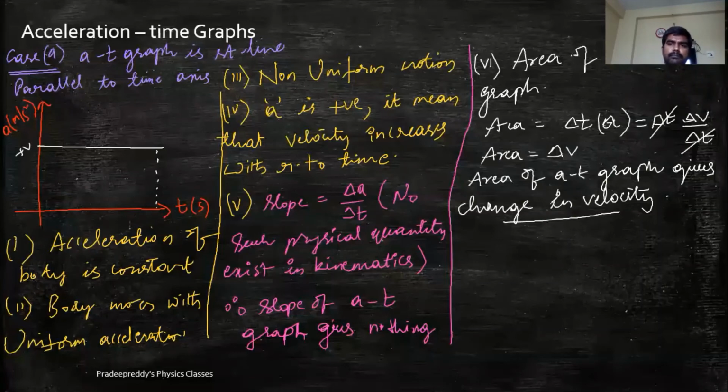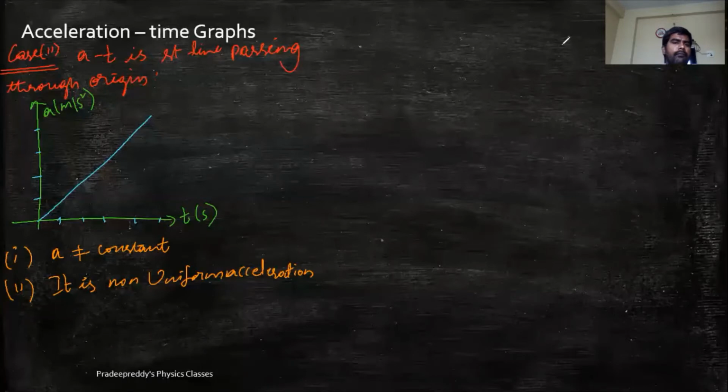If it is a straight line parallel to the time axis, we are dealing with an acceleration-time graph, and that is case 1. Case 2 is a straight line passing through the origin. From this graph, it is clearly shown that with respect to time, acceleration is changing. At 0 seconds, it is 0 acceleration. At the first second, acceleration is 1. At the second, acceleration is 2. Like that, acceleration is increasing with respect to time. So a is not equal to constant, it is variable.